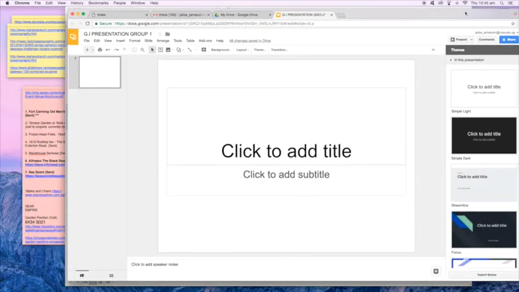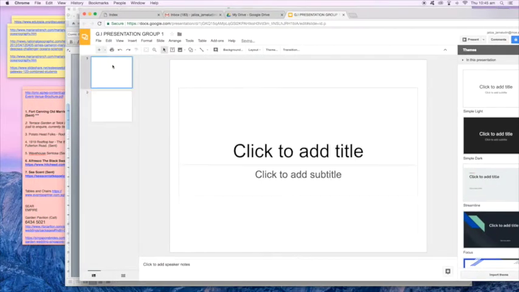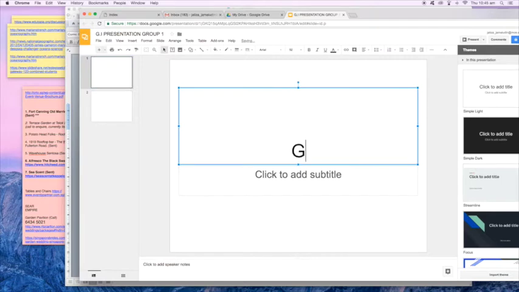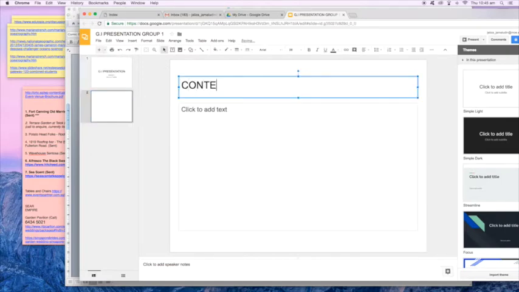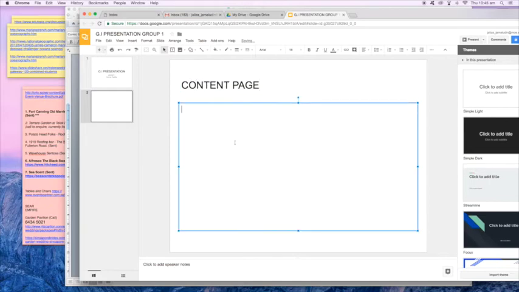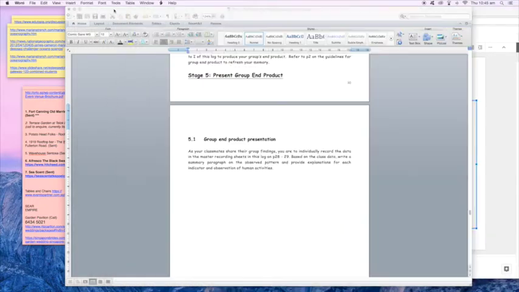In every group presentation, you have to write a title. So you just say GI presentation by group 1, for example, and you write your names, Ammar, Shafiq, and whoever else. And then this is your content page. The content page is important because it helps to tell you what you have to present.